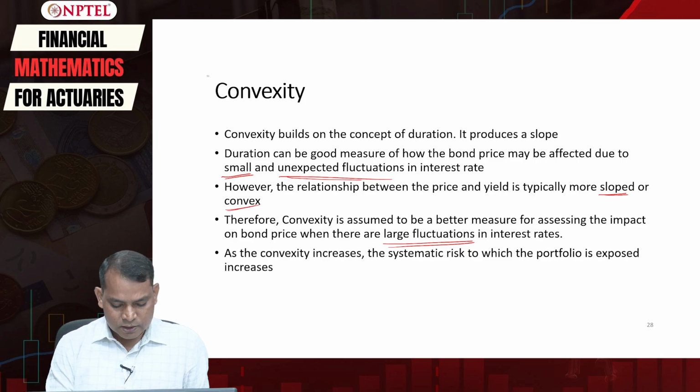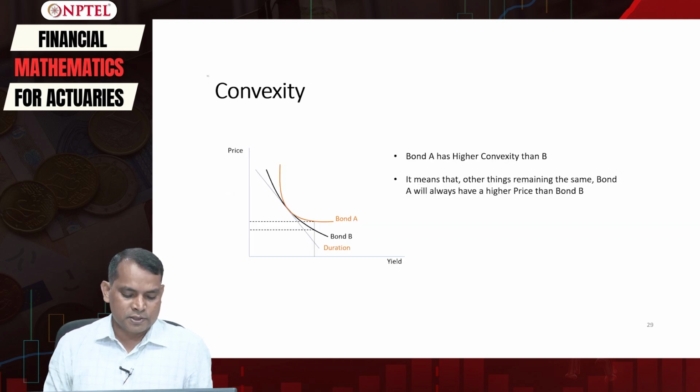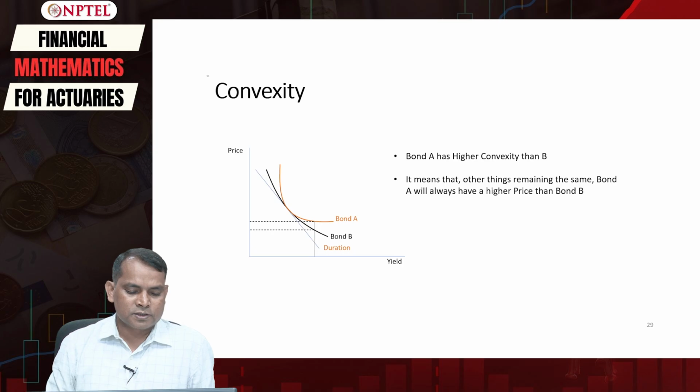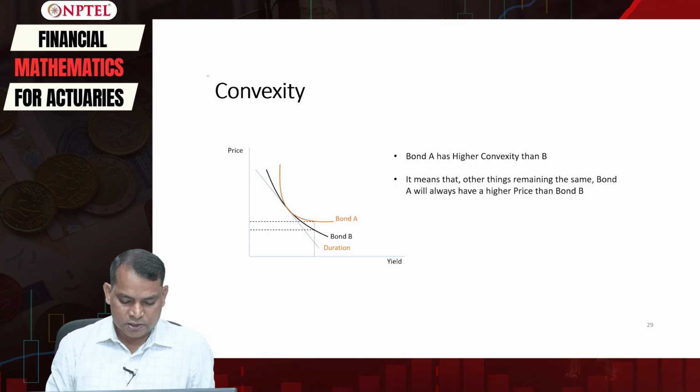As the convexity increases, the systematic risk to which the portfolio is exposed increases. Systematic risk means the risk which is not diversifiable, or undiversifiable risk. We can understand this convexity very clearly by understanding this diagram. See here, we have two convex curves, for bond A and bond B, and on the x axis we are measuring the yield, or the interest rate, and on the y axis we are measuring the price of the bond.